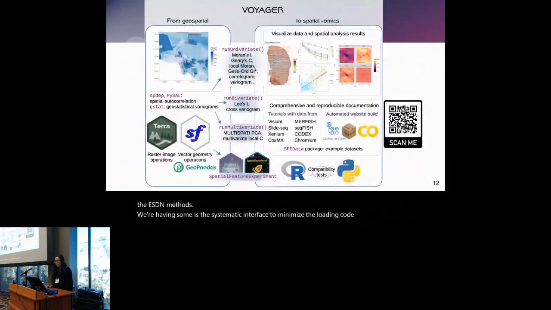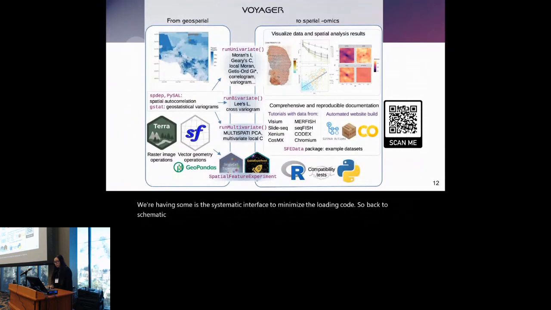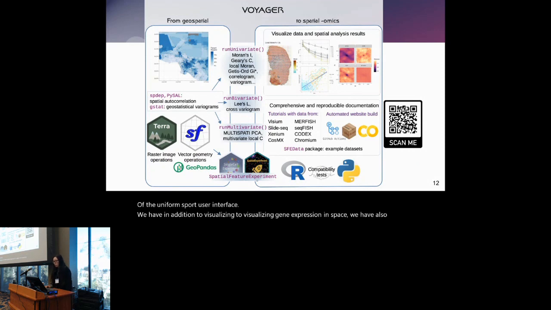So back to the schematic, in the middle here, that's a summary of the uniform user interface. In addition to visualizing gene expression in space, we have also implemented plotting functions to visualize the spatial analysis results. And all the palettes here are colorblind friendly.